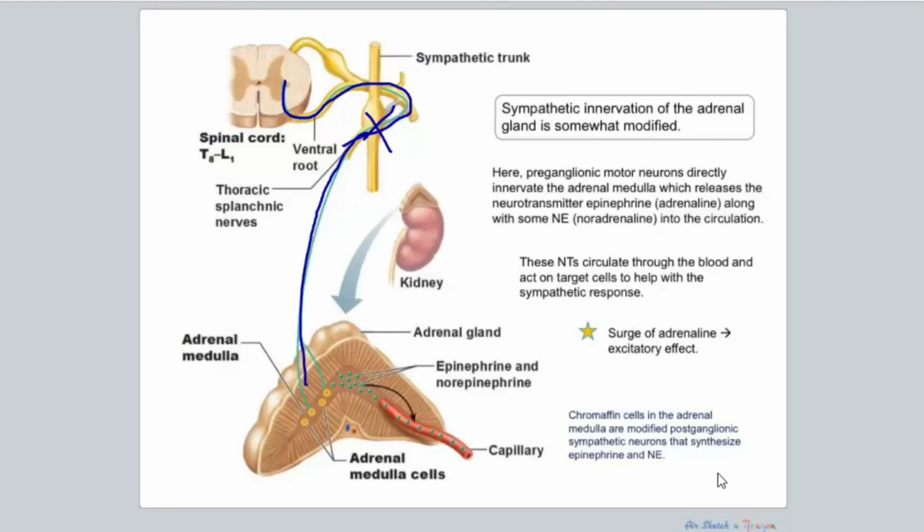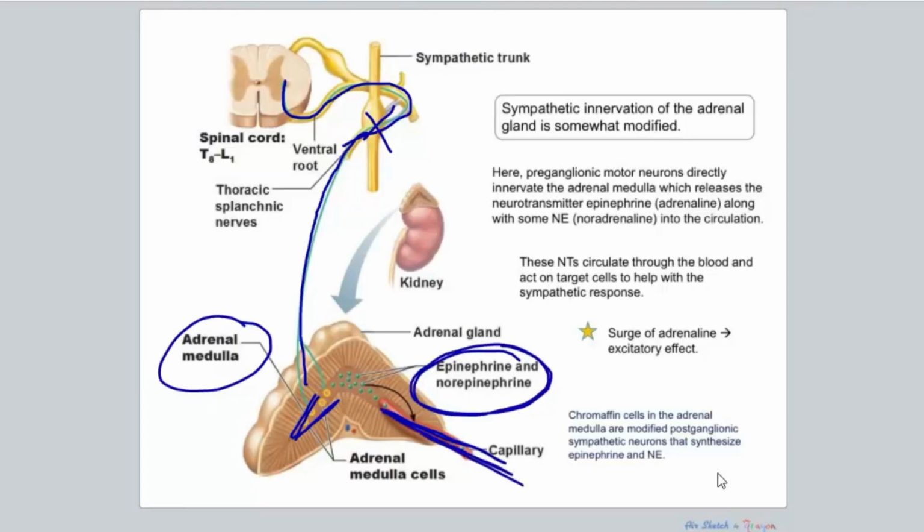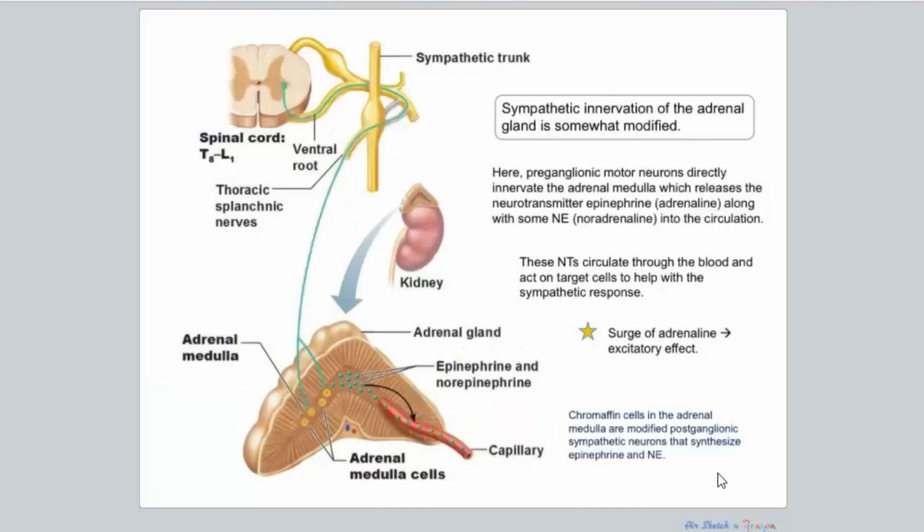And when it's in the adrenal gland, it specifically acts on the adrenal medulla, this area in here, and it causes cells within the adrenal gland to release both epinephrine and norepinephrine into the blood. Okay, so the sympathetic system, let's do this again, the preganglionic neuron stimulates cells in the adrenal gland which cause the release of epinephrine and norepinephrine into the blood.